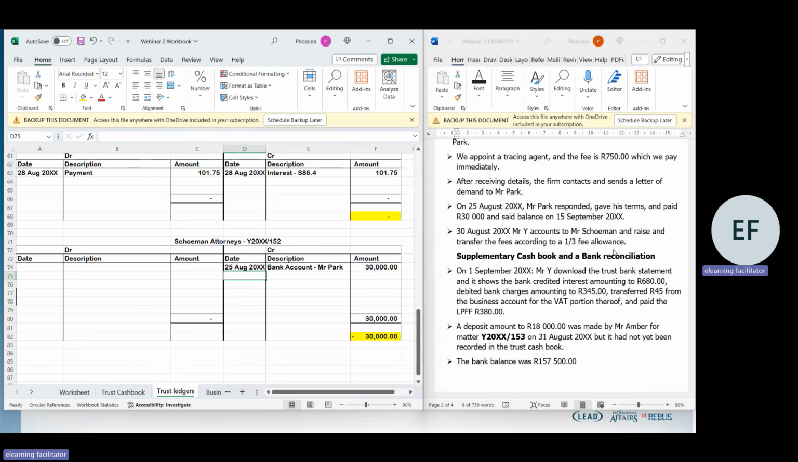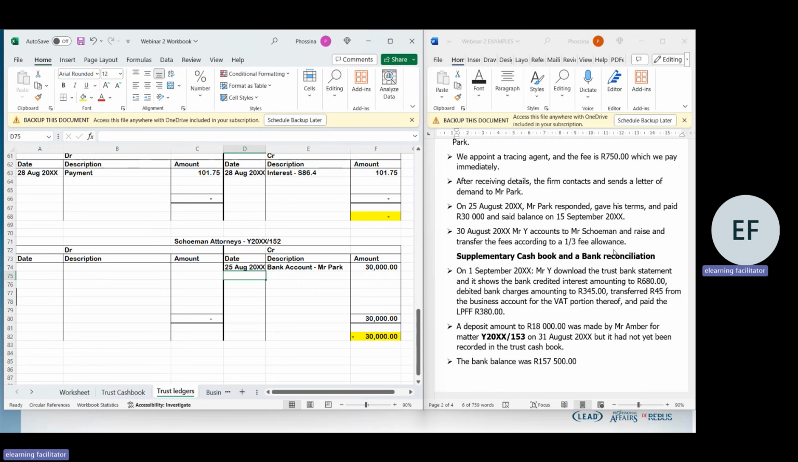So let's assume in this example a 10% collection fee. If you go back to the Legal Practice Act, I think each year they gazette how much maximum collection commission you can collect from your clients. Okay, so in this case, we assume 10%. So let's go back to our worksheet.